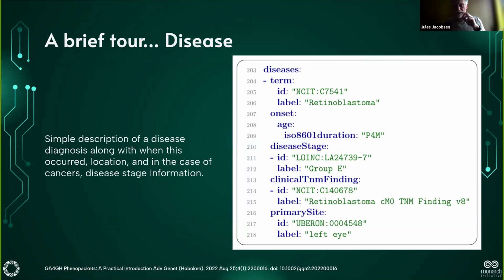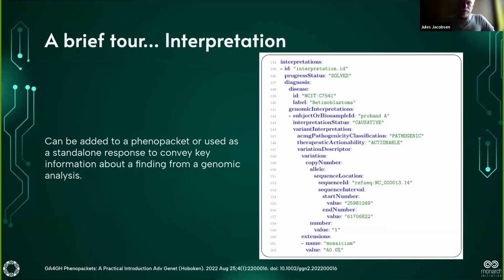You can have multiple different diseases. They can have different onsets. They can have different stages of resolution. The disease stages would be quite cancer specific in this case. So moving on from that, the eye sample was taken, this eye was enucleated, and then a VCF file was taken, and from this a genomic interpretation happened. You can see that if you look at this progress status, it says that it was solved. So they've actually found what the cause of the retinoblastoma was. That gives a diagnosis for the disease.